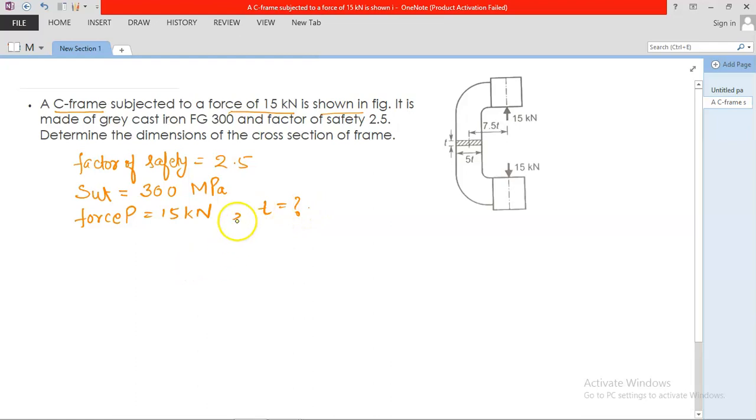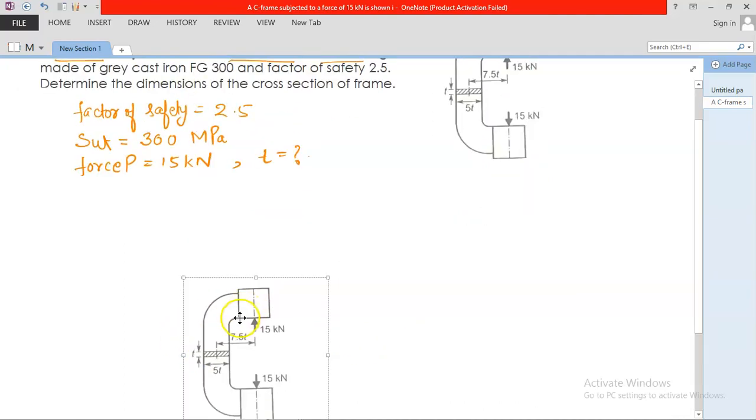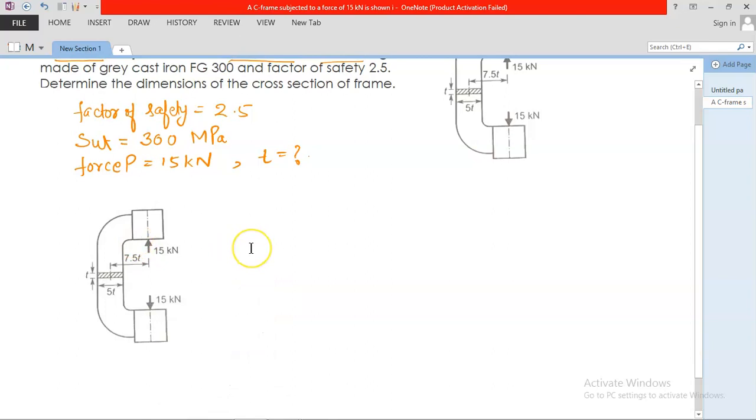Now let us draw the figure again; this is your original figure. If I copy it here again, you can look at this. This is the cross section, and this portion of the C frame is in stress. So we need to decide the dimension so that it can tolerate the 15 kilonewton force at a distance of 7.5 t from its center. So first, transfer this force to this point.